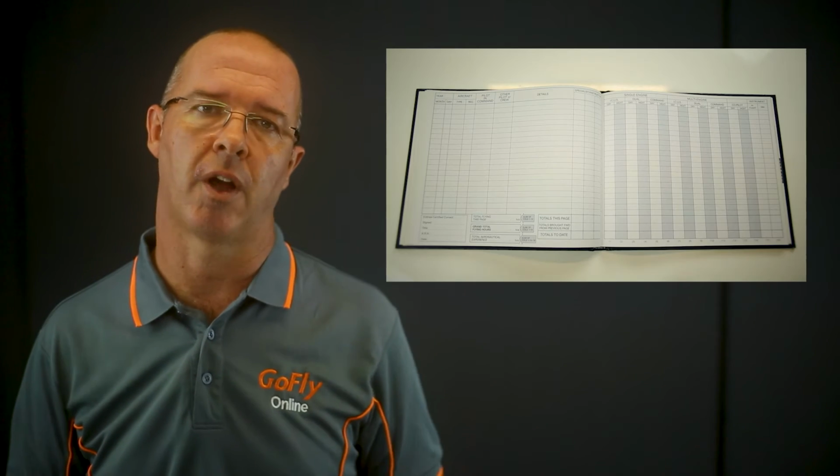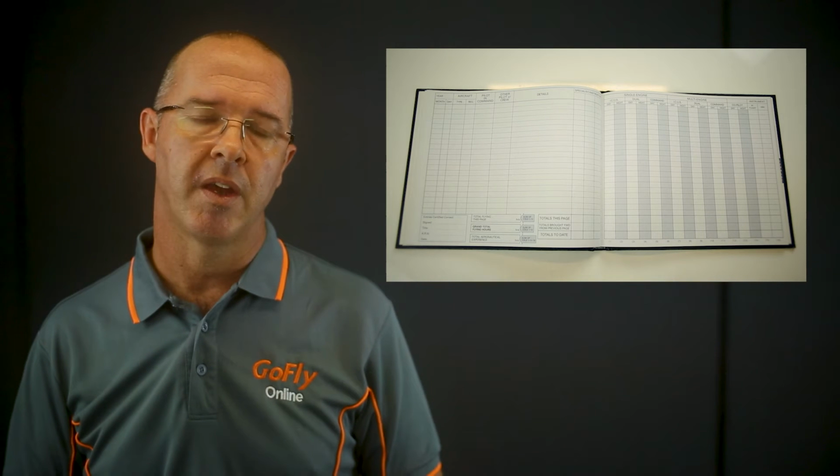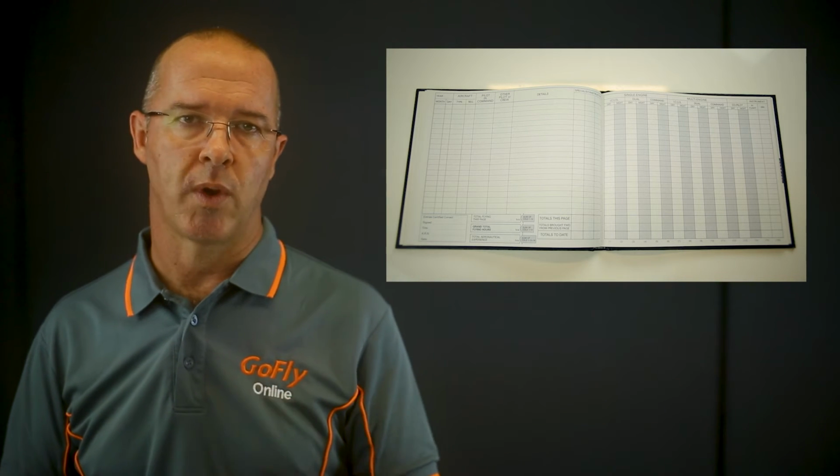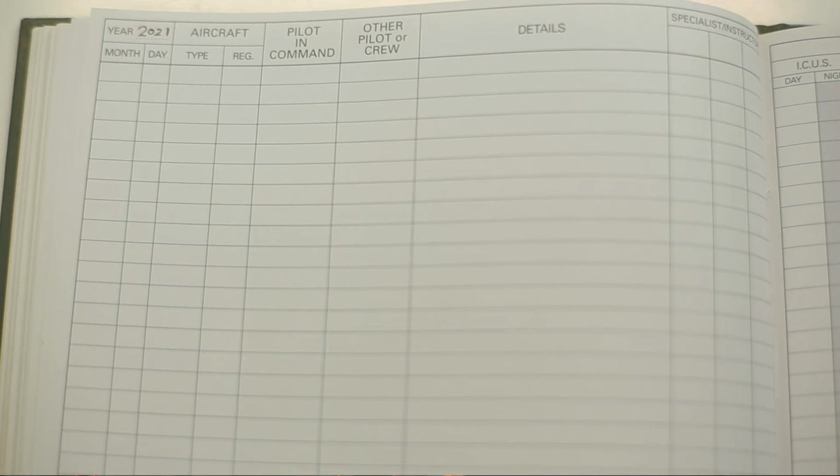So we've looked at the first few pages of your logbook. Let's now skip to our first page of our logbook. Now let's assume you've just started learning to fly and we're doing our first lesson, which is effects and controls. So when we look at this page, we can see on the top left hand side we need to put the year, which is at the moment 2021.